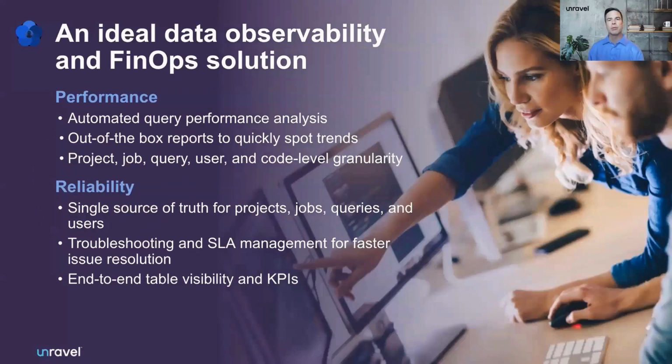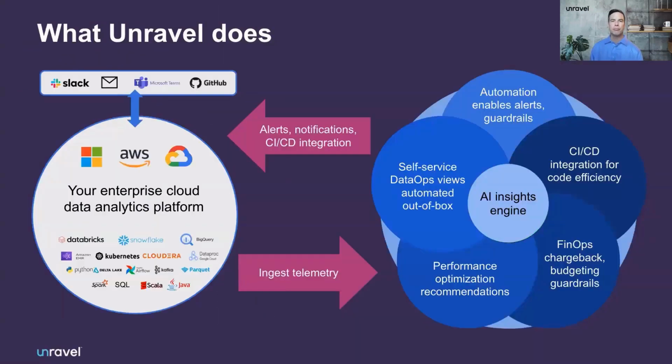So an ideal data observability and FinOps solution enables data teams to achieve performance and reliability. Using these capabilities, you can improve performance and reliability to achieve your goals. Unravel is the only AI-powered data observability and FinOps platform that helps you shift left, enabling self-service for your entire team, enabling everybody, both experts and non-experts, to be more productive, optimizing the performance of your data and AI pipelines, and gaining visibility into the costs to help ensure efficiency.